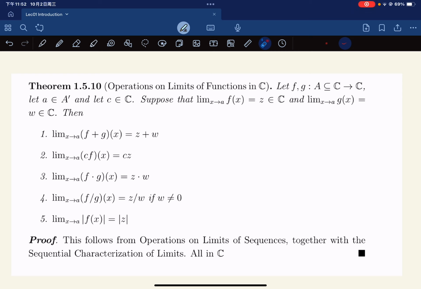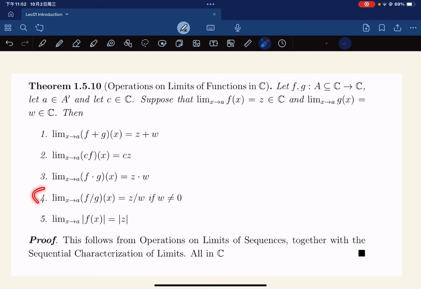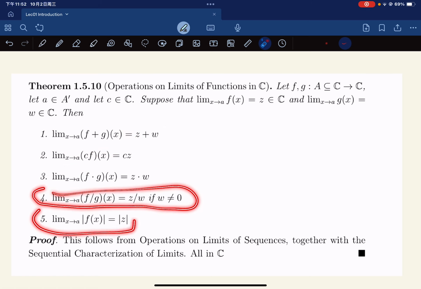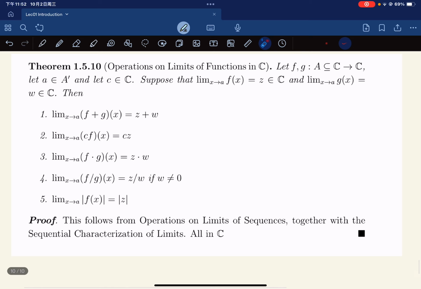So the goal for this lecture is really just to show that the things we did in reals, the multiplication, the product, the quotient, the absolute value, they all remain valid if we're working with C. It also remains valid. And it just all flows from operations of limits of sequences in C and the sequential characterization of limits in C.